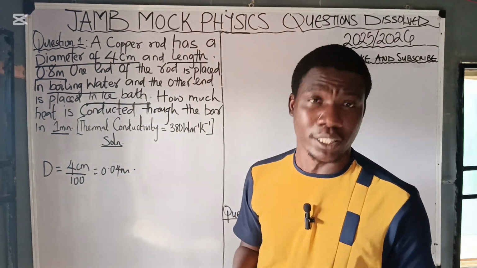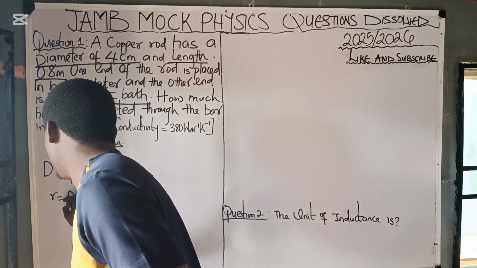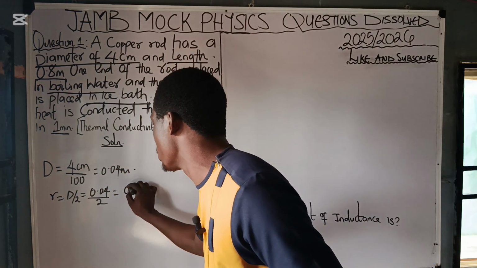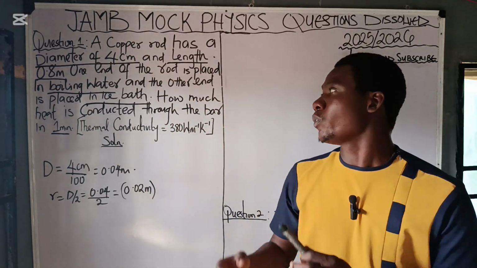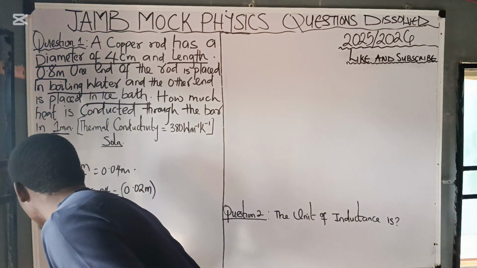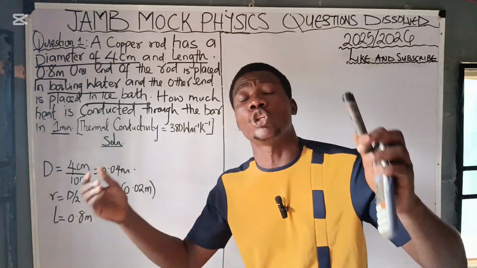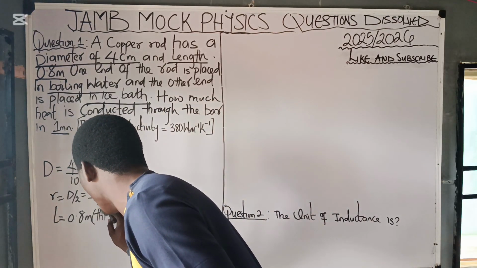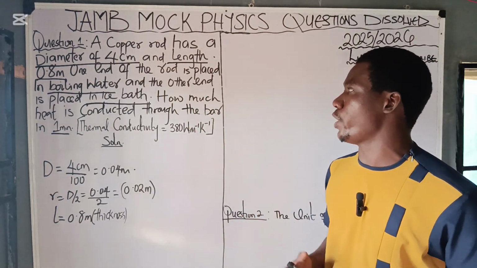Now we can get the radius simply by dividing the diameter by 2. So our radius will be equal to diameter over 2, which is 0.04 over 2, and that will give us 0.02 meter. So this is our radius. Now let's continue. The length of the copper rod is 0.8 meter. Please note that length in physics can also be referred to as thickness. So I can still tell you that this is the thickness of the copper rod.